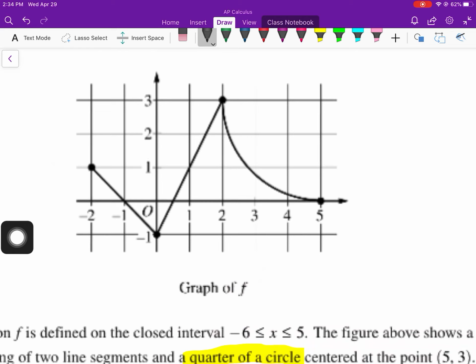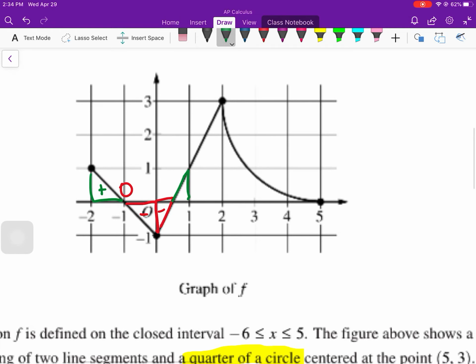This is what we need to find, and then we're going to find this by using our graph over here. So this was kind of an interesting graph, a little bit tricky at first, but what I see here is that this positive area is the same as this negative area, so that zeroes out. Same thing here: this is the same negative area as this positive area, so that's also going to zero out. So from -2 to 1, we have an area of 0.